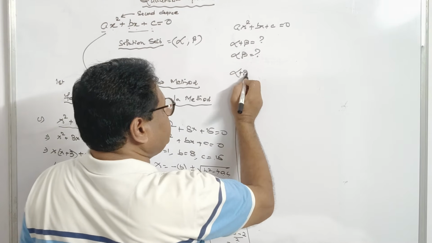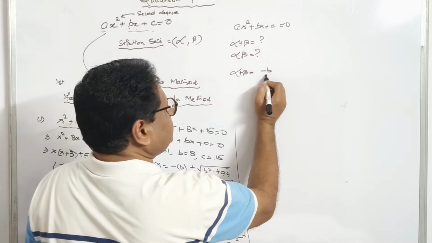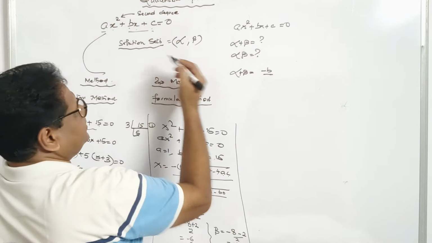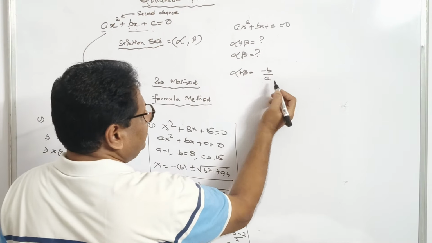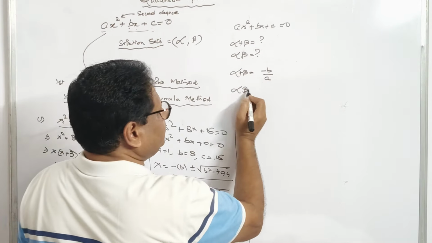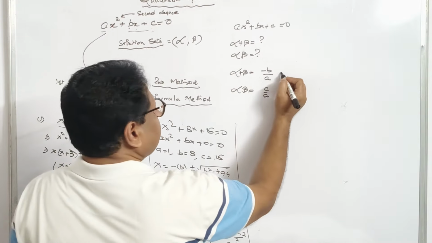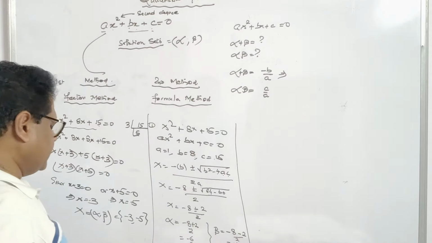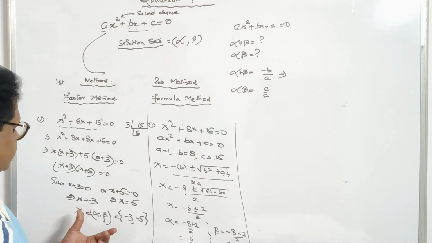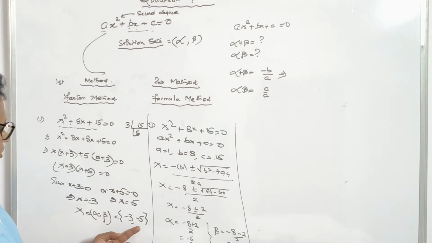For alpha plus beta we have minus the coefficient of x, that is b, divided by a. And for the product of the roots we have c by a. Now let us apply this and see whether we are getting this. You can see that the sum of the roots, alpha plus beta, is minus 8.